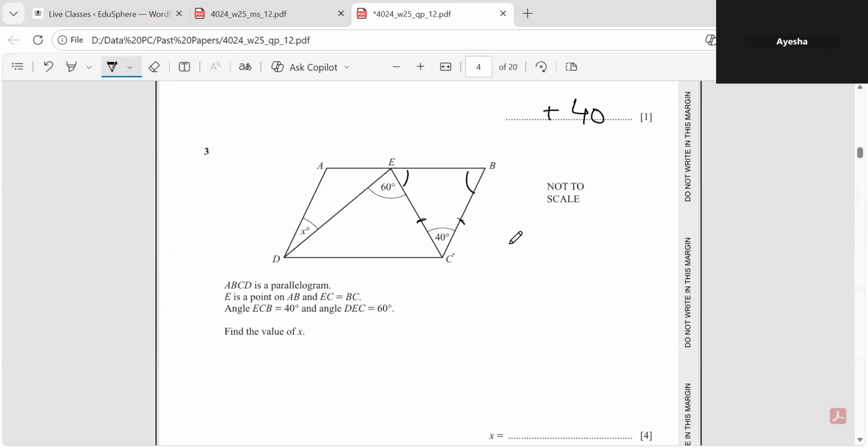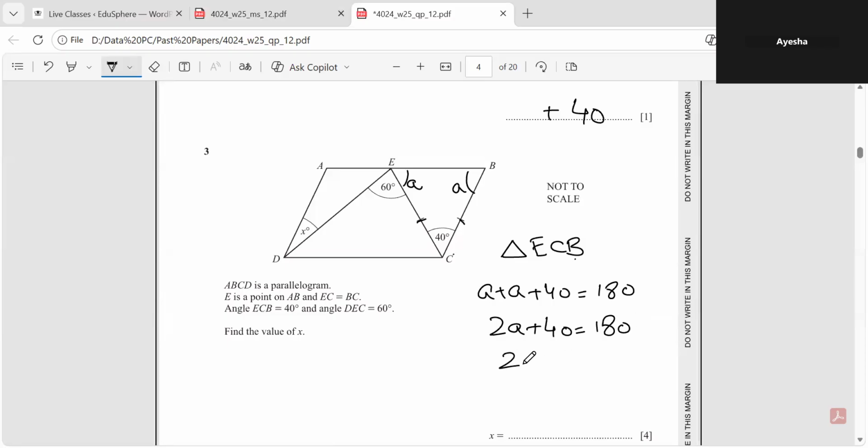So in the triangle ECB, we know that the sum of the angles of the triangle is equal to 180. So we may write any variable to represent it, because it's already written x here, so I'm not using x because we have to find the value of x eventually. So I'm writing a plus a plus 40 should be equal to 180, because the sum of the angles of the triangle should be equal to 180. So 2a plus 40 equals 180. Now 2a is equal to 180 minus 40, which is 140.